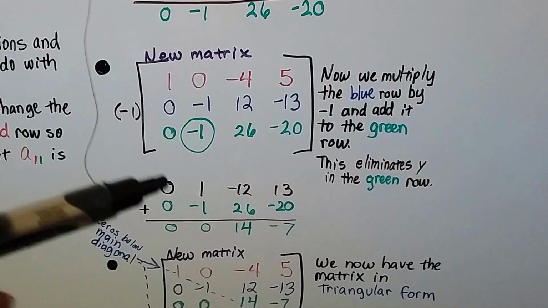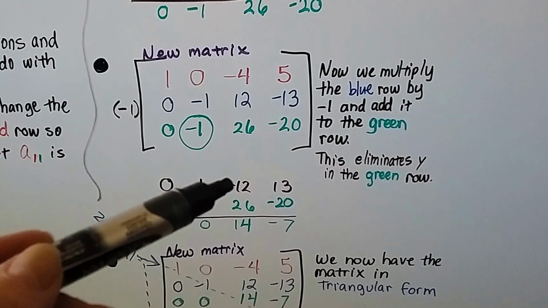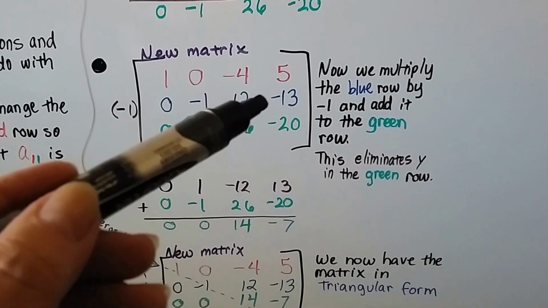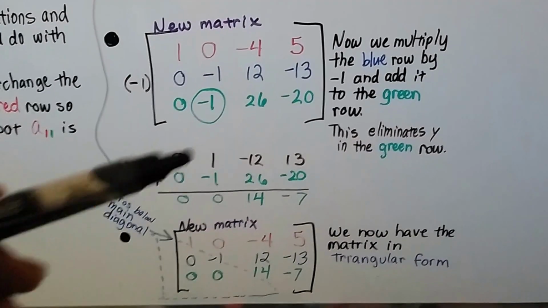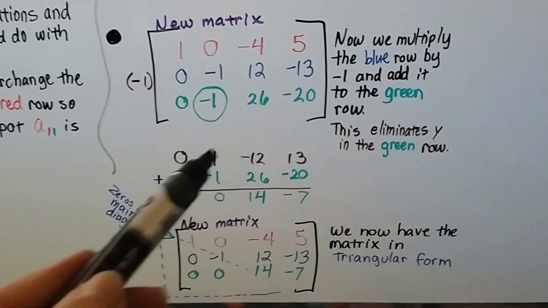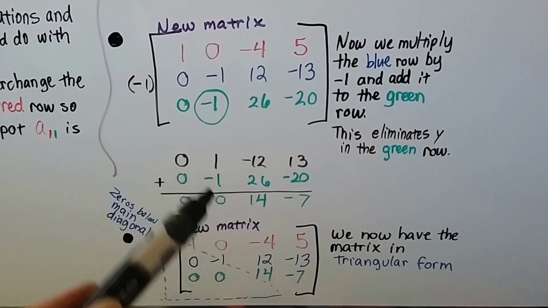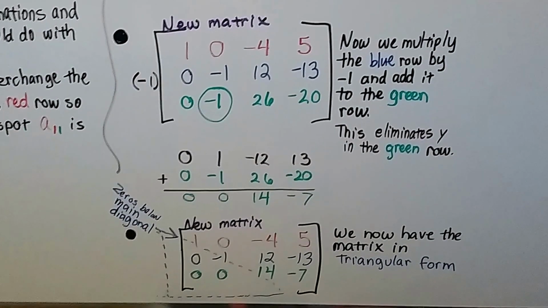Negative 1 times 0 is 0. Negative 1 times negative 1 is a positive 1. Negative 1 times 12 is a negative 12. We get a positive 13. We put the green row down here. We add them together. And now we've eliminated this y value. That would have been the y value right here, right? This is the x, the y, the z, and the equal.